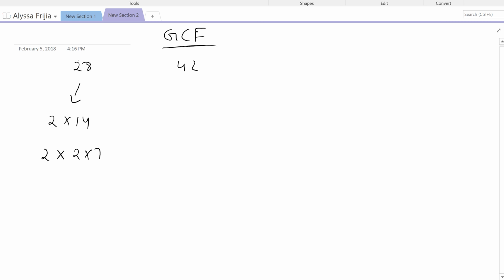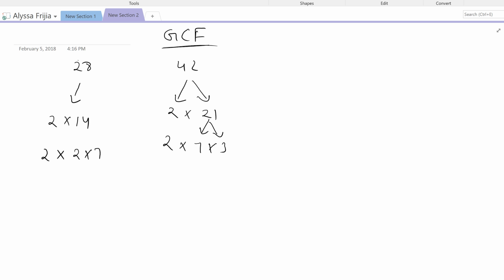2 times 2 times 7 makes 28. In the same manner, 42 we can write as 2 times 21. Double of 21 is 42. So now, can we go any further? Yes, because 21 is 7 times 3, right? So we are breaking 21 into 7 and 3.